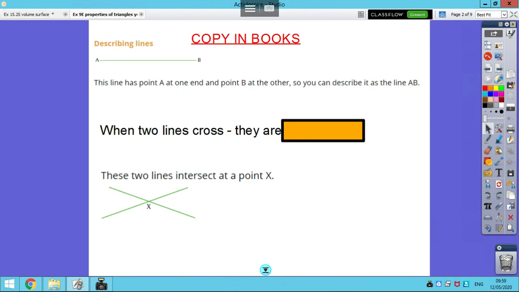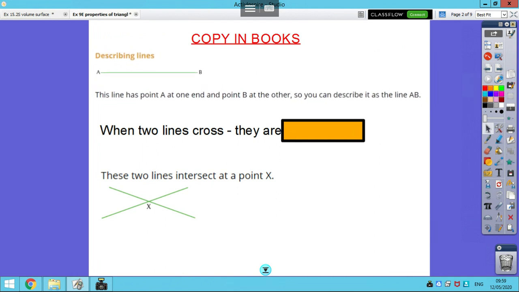So describing lines, this line has a point A at one end and a point B at the other, so you describe it as the line AB. Okay, that's really important. It's the line AB because at one end it has an A and at the other end it has a B.